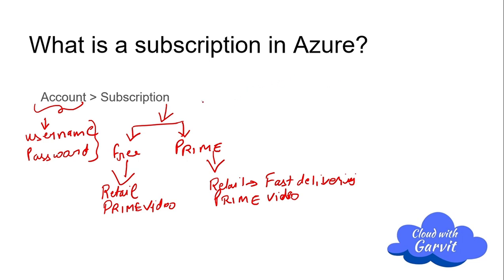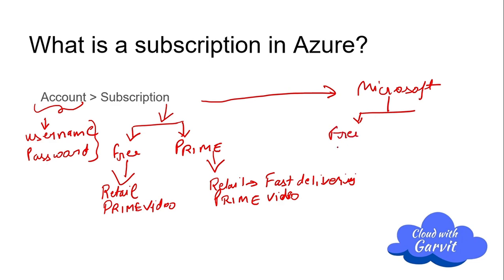So this is how they have categorized their services. Now in a similar model, Microsoft has also enabled their services. They provide one free trial. This is one kind of service, and the other kind of service is pay as you go. Okay, now what's the difference between these two services?